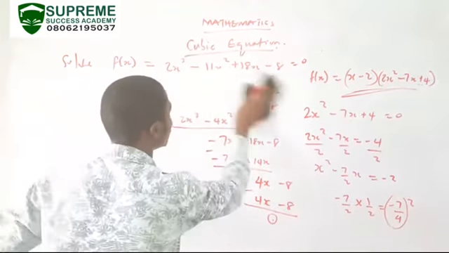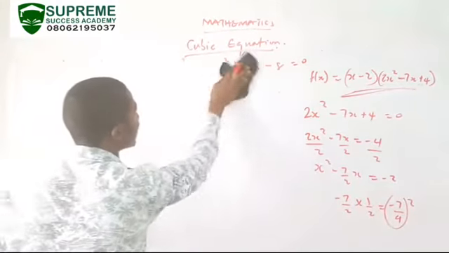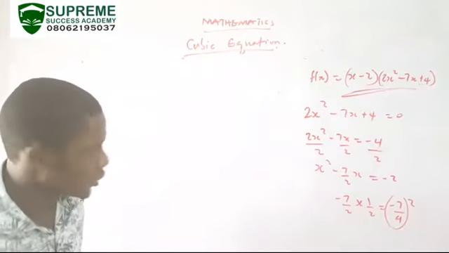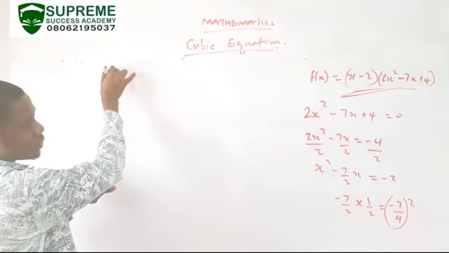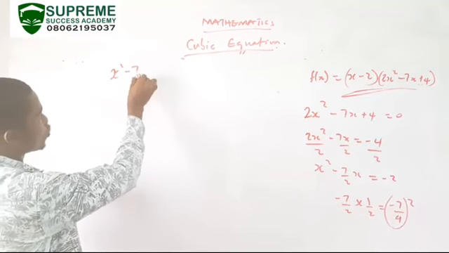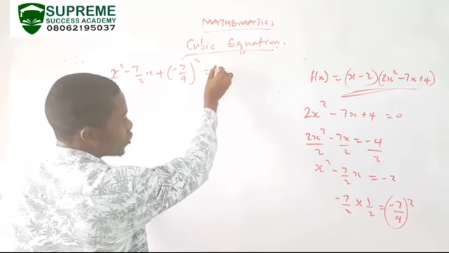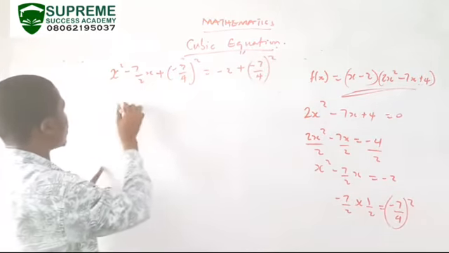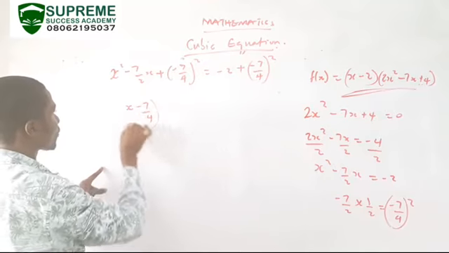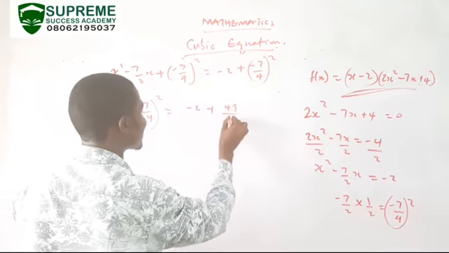Are you following, please? Good. So when we now have that expression, then we can easily bring this one back to our problem. So we can now have x squared minus 7 over 2x plus minus 7 over 4 all squared equals minus 2 plus minus 7 over 4 all squared. Then you bring this one, you have x minus 7 over 4, then all squared equals minus 2 plus what? 49 divided by what? 16.